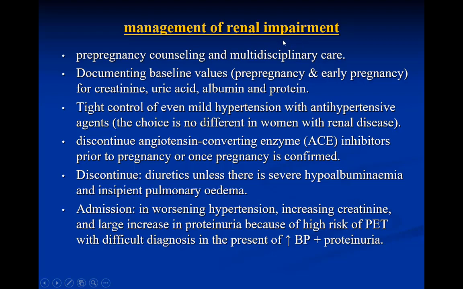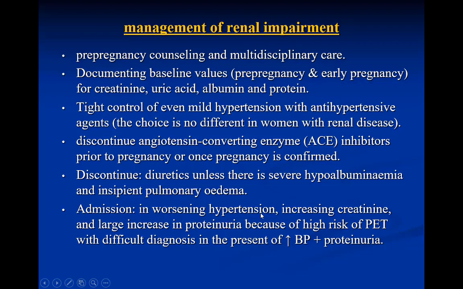Management of renal impairment: pre-pregnancy counseling and multidisciplinary care, documenting baseline values pre-pregnancy and in early pregnancy for creatinine, uric acid, albumin and protein. Tight control of even mild hypertension with antihypertensive agents; the choice is no different in women with renal disease. Discontinue angiotensin converting enzyme inhibitors prior to pregnancy or once pregnancy is confirmed. Discontinue diuretics unless there is severe hypoalbuminemia and incipient pulmonary edema.